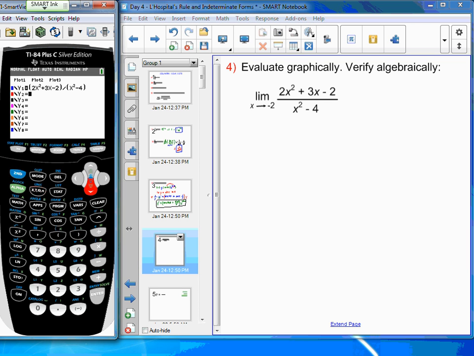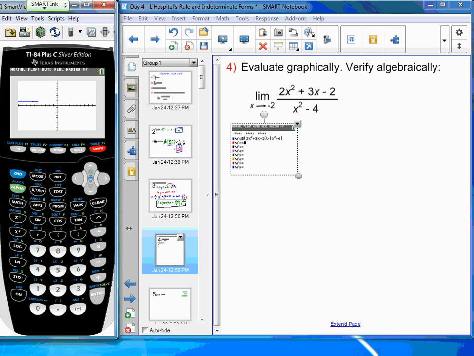I don't know what a good window is right now, so what I'm going to do is zoom 6 and look at my standard window, -10 to 10, and see if that's okay. I want to see as x is approaching -2. It looks like -2 would be right here, so that's an okay window. I'm going to trace, and scooch along the function until I get closer to the x coordinate -2.